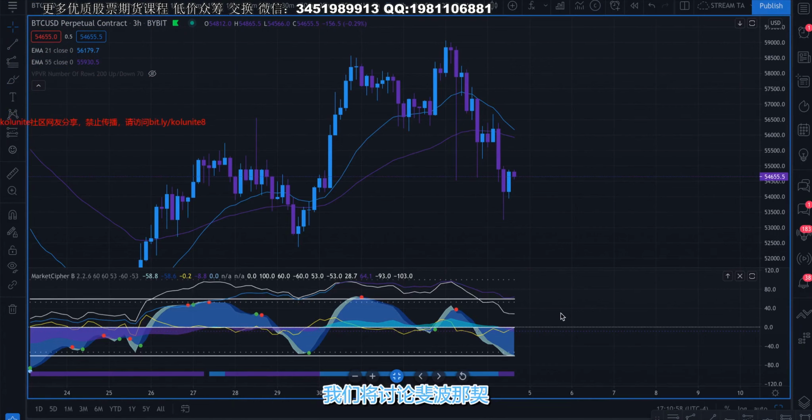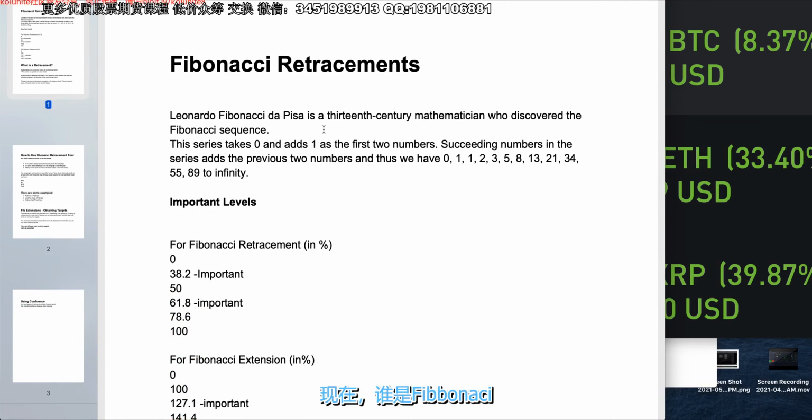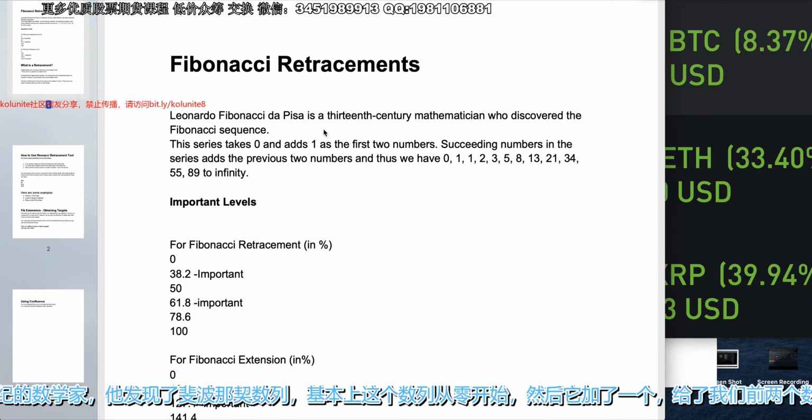And in this session, we are going to be going over Fibonacci. Fibonacci retracements, Fibonacci extensions, obtaining targets, how to set stop losses and take profit levels using these Fibonacci numbers. Now, who is Fibonacci? He is a mathematician. Leonardo Fibonacci da Pisa is a 13th century mathematician who discovered the Fibonacci sequence.